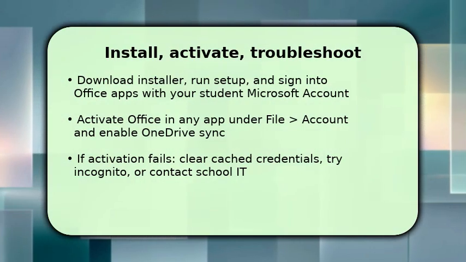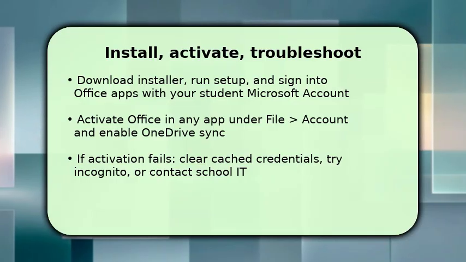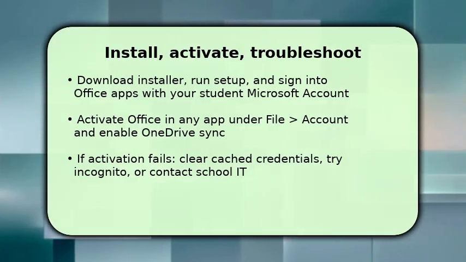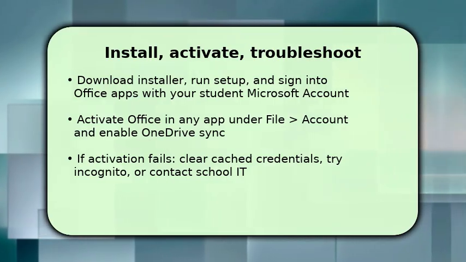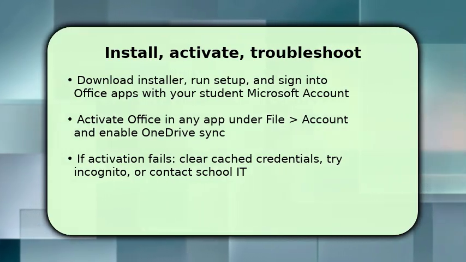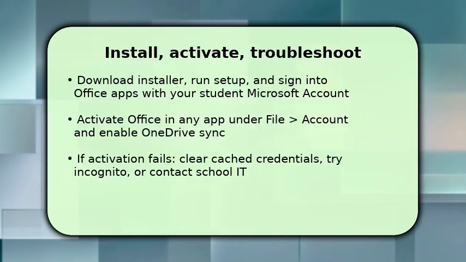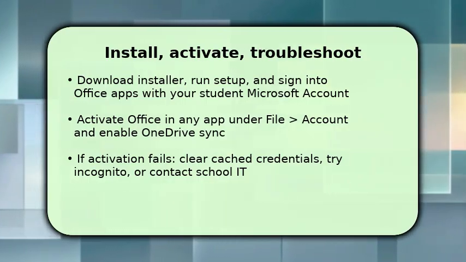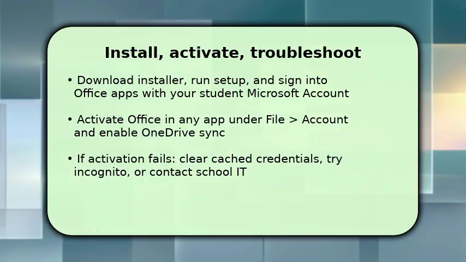Download the Office installer from your Microsoft account page and run the setup. When the apps launch, sign in using the same student Microsoft account to activate the license. Activation completes automatically after sign-in. Make sure OneDrive is enabled for cloud saving and check for updates in account update options.